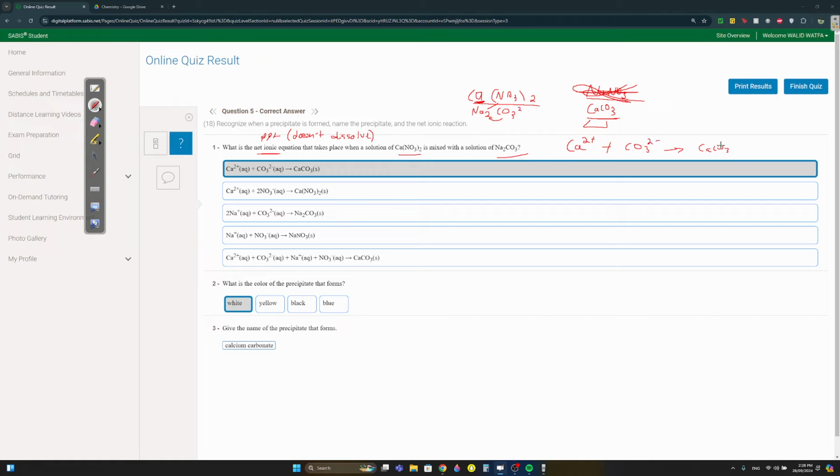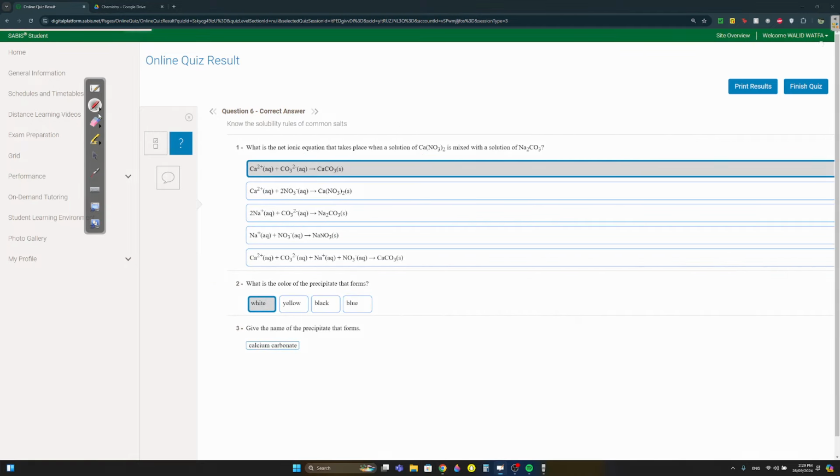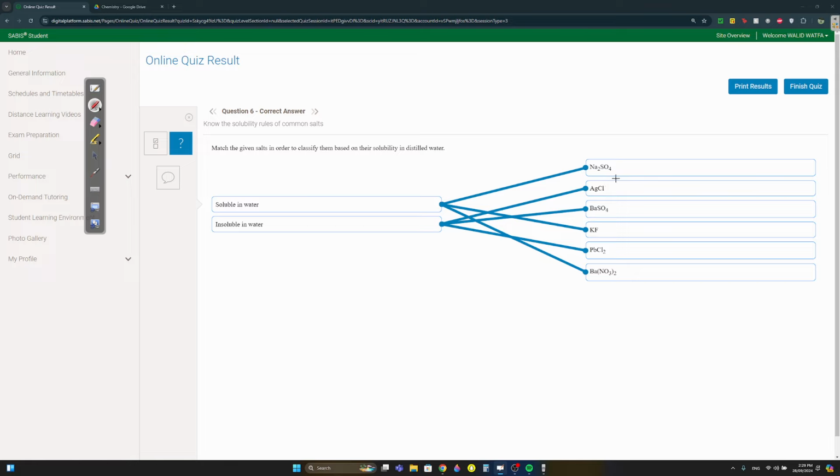Obviously it's minus. The precipitate never has a charge. And obviously the state of the precipitate will be solid. Always, the charges or the ions are aqueous. What's the color of the precipitate that forms? We said CaCO3 is white. Calcium carbonate. Nothing else. I'm gonna go through these a bit quicker.